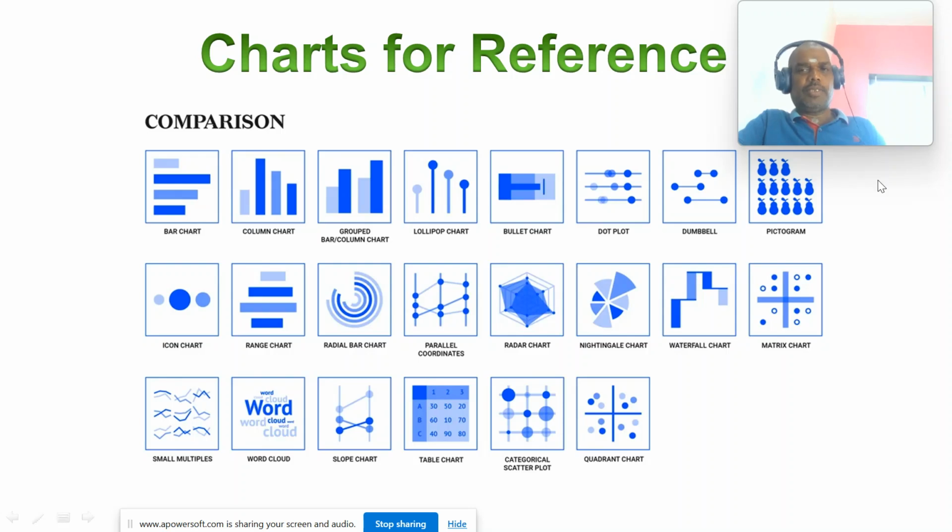Dumbbell chart is quite interesting. The dumbbell chart will show the current and the previous year, whether they are performing well, how they are performing with the current year and the previous year.